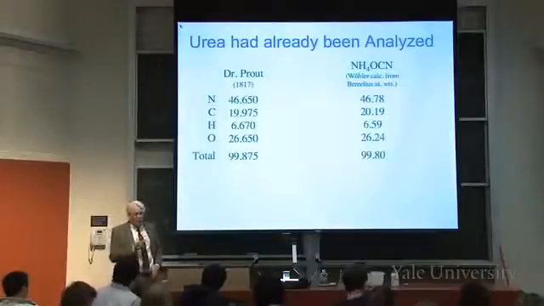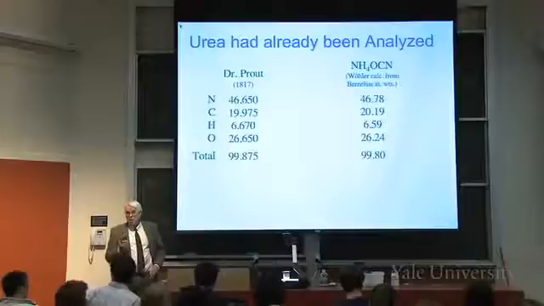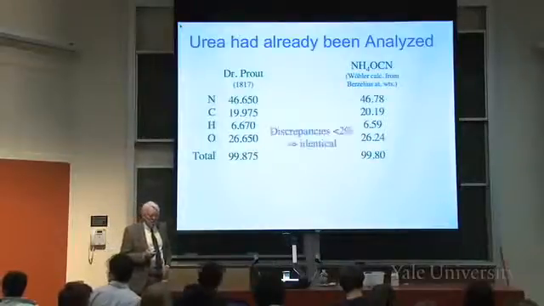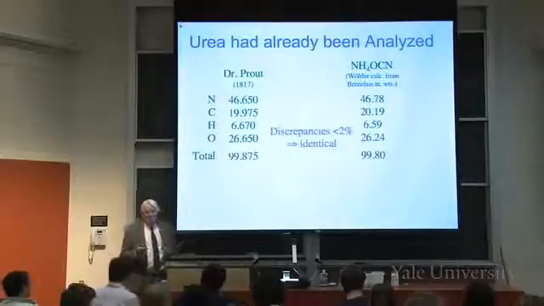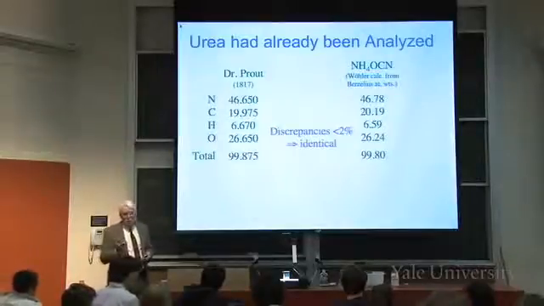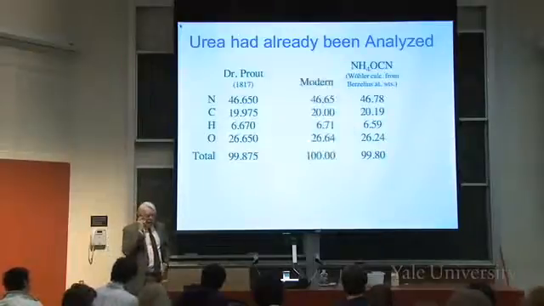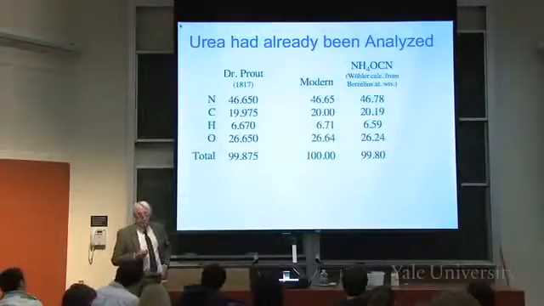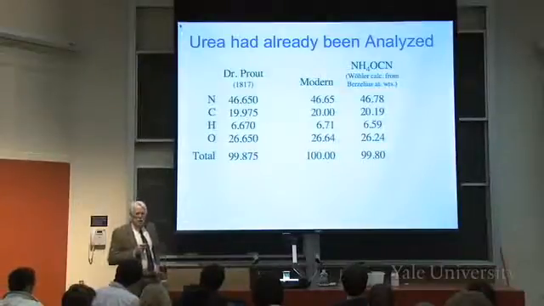So it looked like urea and ammonium cyanate had the same analysis and therefore were the same thing. Okay? The discrepancies were less than 2%. Remember, the atomic weights are only good to about 1%. Okay, so therefore these things appear to be identical. In fact, it's interesting to compare them with the modern values, which you see here. What do you notice in the first row?